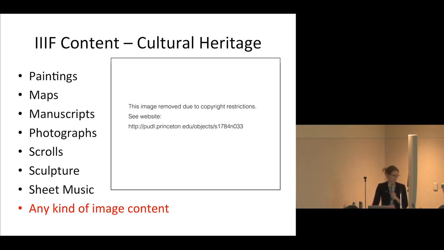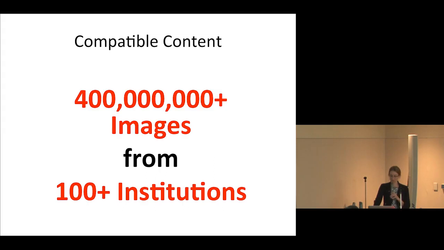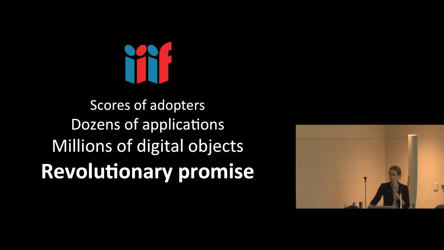be used with IIIF. So currently we have just about 400 million images on the web that are available through IIIF, coming from over 100 institutions. And Kyoto University Library is one of the many institutions that is making images available through IIIF. And so we have many adopters of IIIF, lots of applications and software that support IIIF, and many digital objects that we're making available. And so there's a lot of promise in this technology.